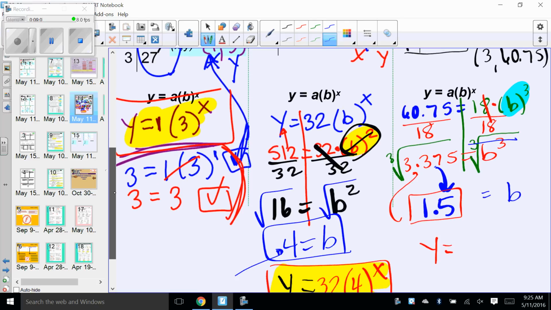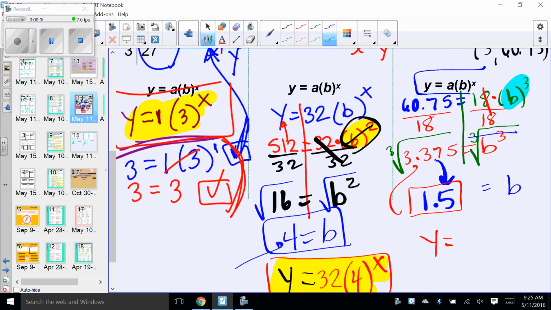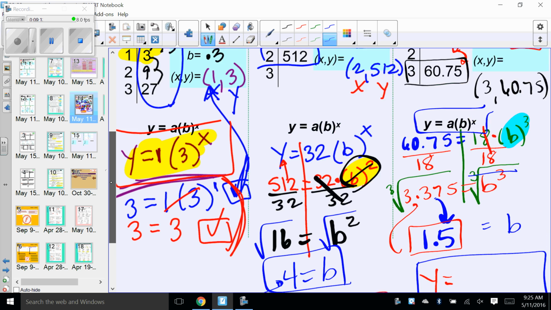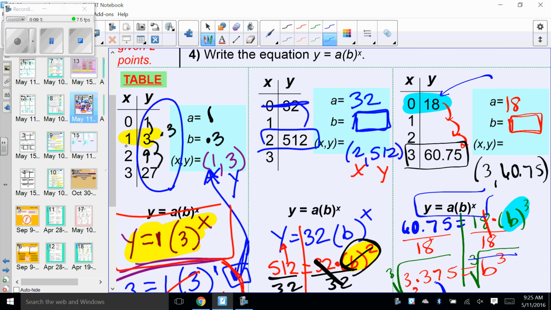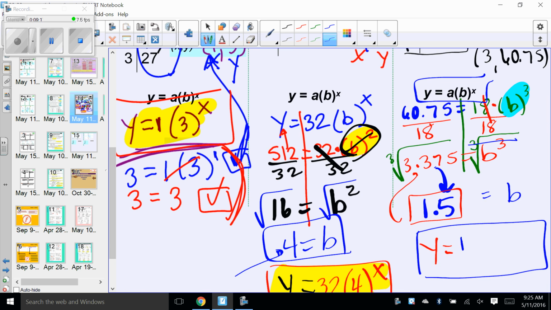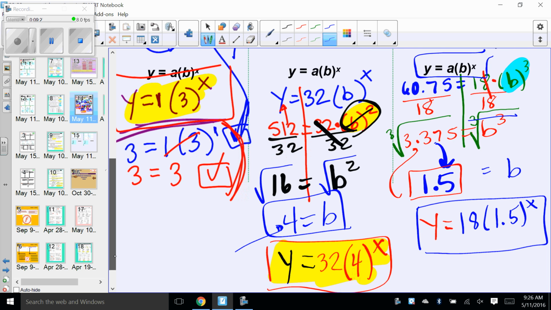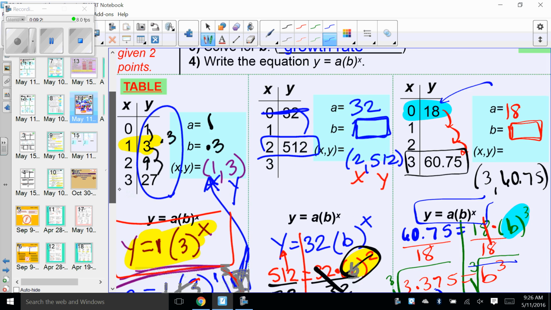Okay, moving on, guys. Going back to our job, which is to write this equation. Our final answer is to rewrite the equation. We know the a value from the very beginning. It was 18, so we're going to put that in the a spot. And we just found that the growth factor is 1.5. It's really like saying 50% growth. So we have y equals 18 multiplied by 1.5 to the x power. Okay, so that's how we do it when we're given a table.